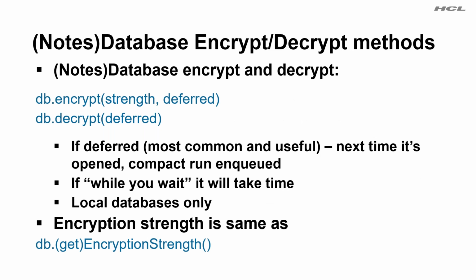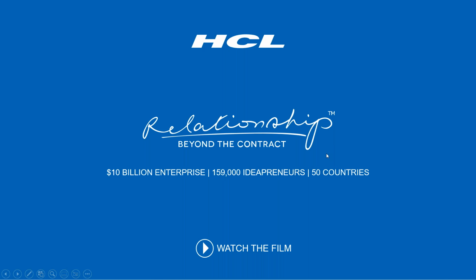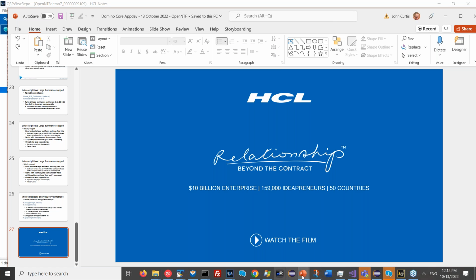Okay, so that's that. Encrypt and decrypt. This is the extension on what we have offered before. The encryption strength is well known. We're just letting you do this in a programmatic way. You can choose the deferred option, which says next time I open the database, it will do the deed. Otherwise, it will do it live while you wait. Of course, that's going to take some time. And that's it. I'm amazed I finished, and we can move on to something else now.